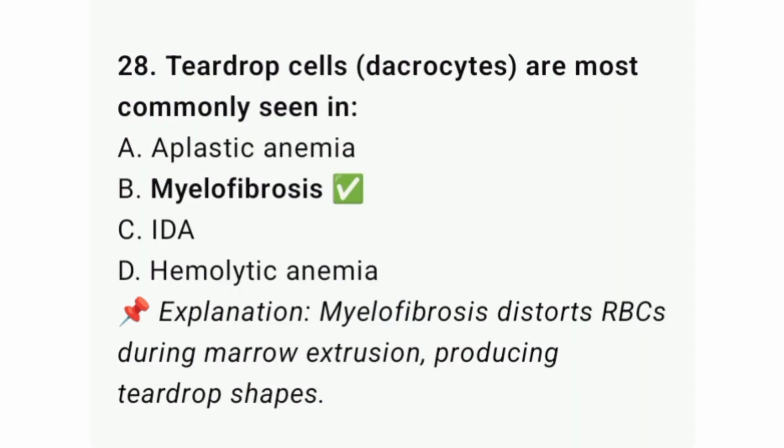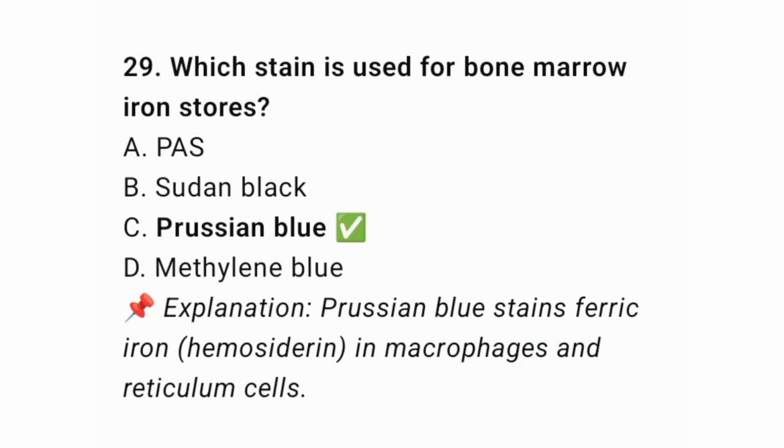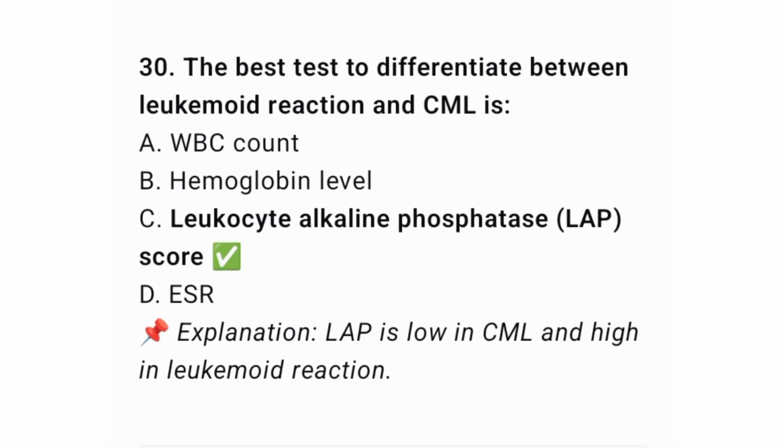Teardrop cells are most commonly seen in myelofibrosis. Teardrop cells, myelofibrosis. Which stain is used for bone marrow iron stores? Prussian blue. The best test to differentiate between leukemoid reaction and CML is leukocyte alkaline phosphatase, LAP score.